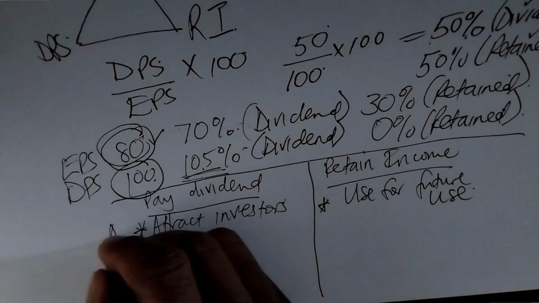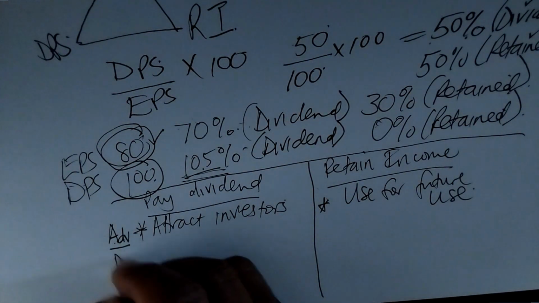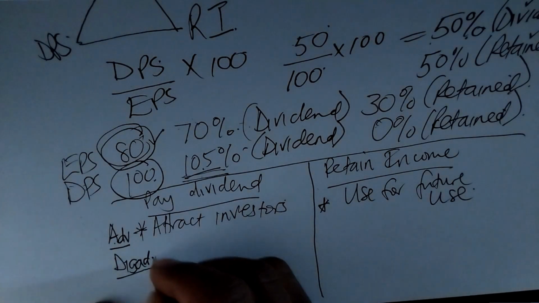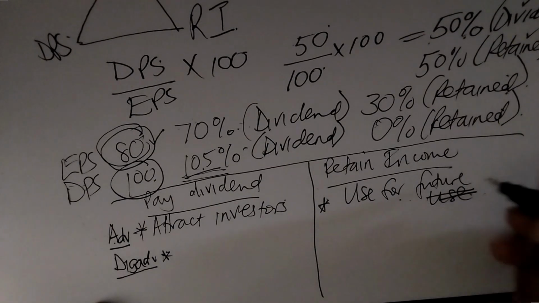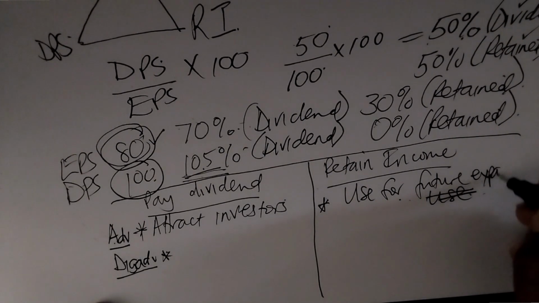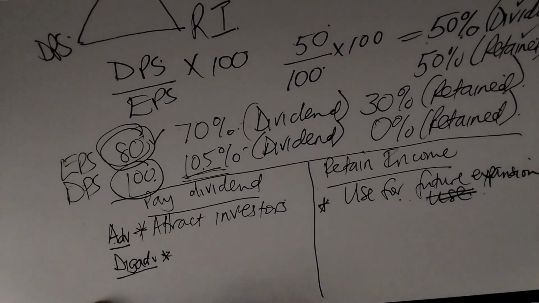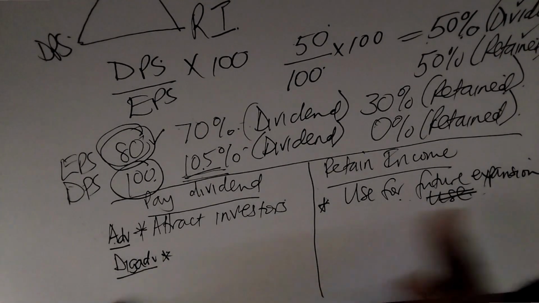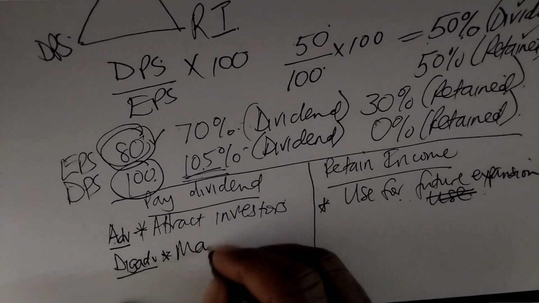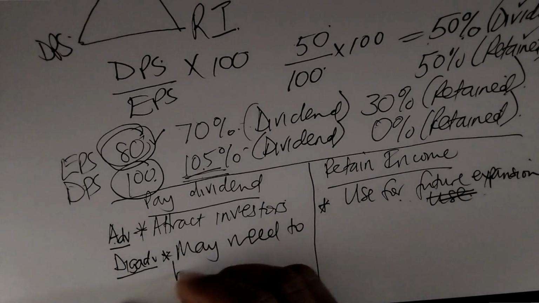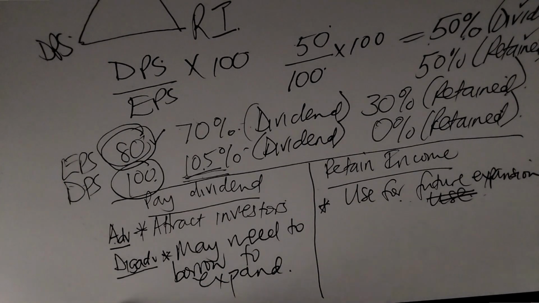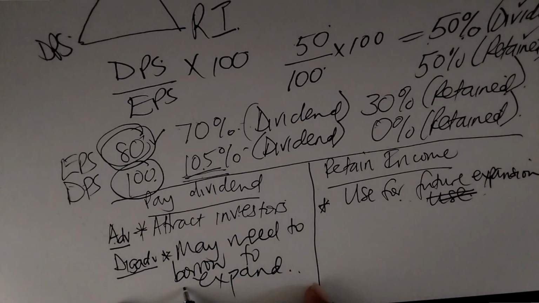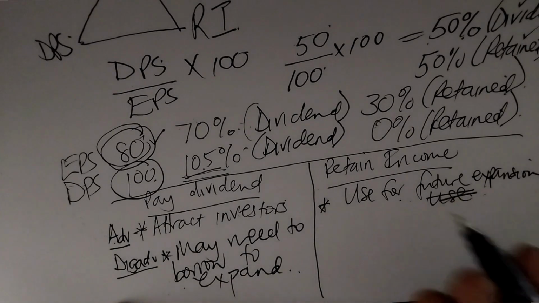Now, it's an advantage that you attract investors, right? But the disadvantage, I can take it directly from retained income. You use it for future expansion. So I can take this and make it a disadvantage. If I pay dividend, it means I may need to borrow to expand. And when you borrow, we already know from our risk that you increase the risk of paying more interest. So the advantage of paying dividend is that you attract investors, but in future, if you want to expand, you might need to borrow, which brings interest risk.